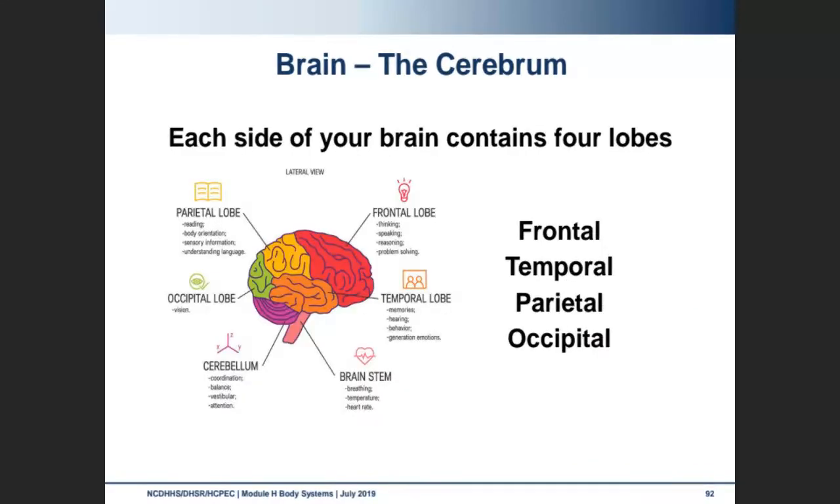The cerebrum, each side of our brain contains 4 lobes. We've got the frontal lobe, which is important for cognitive functions and controlling of voluntary movements or activities. We've got the parietal lobe, which processes information about temperature, taste, touch, and movement. Our occipital lobe at the back is primarily responsible for vision. And then our temporal lobes process memories. It also integrates our memories with sensations of taste, sound, sight, and touch.